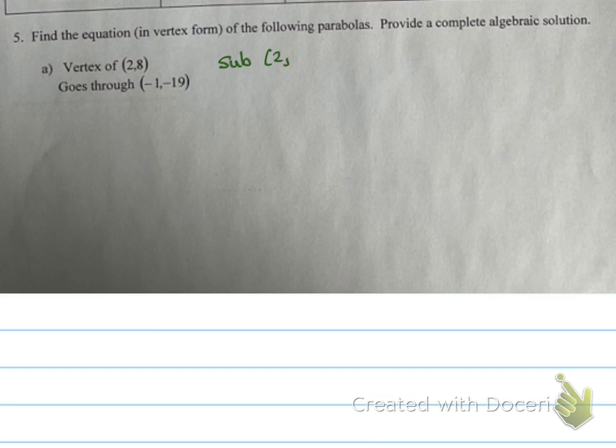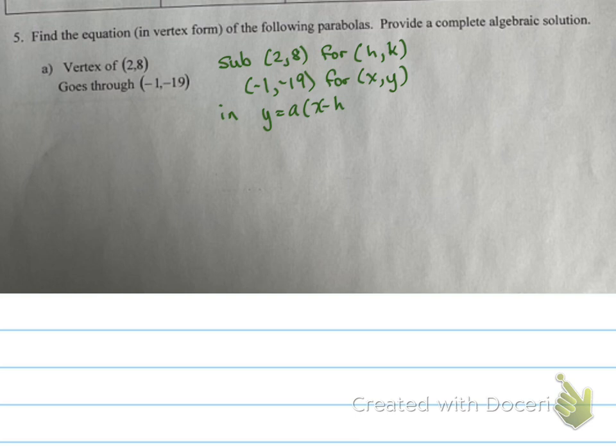What we have to do is substitute for h and k. That is, we're taking the vertex and plugging it in for h and k. We have a random point, so we're going to sub that random point in for x and y. Where are we subbing it in? Well, we're subbing it into the vertex form of a parabola, that is y equals a times (x minus h) squared plus k.